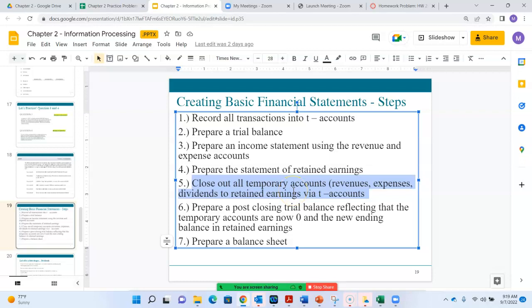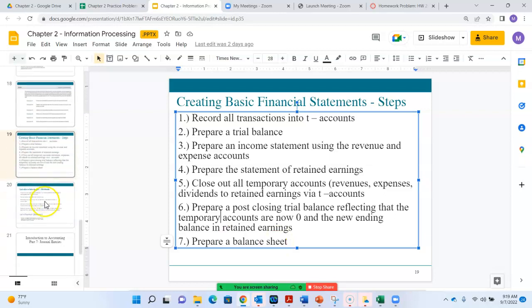No worries if this seems a little bit confusing at this point when you do your homework. Once we get to chapter 4, this will make a lot more sense. Those homework problems should be super easy. All you have to do is watch the video, and the answers are in the video. This is just big picture, where we're starting and where we're going to go. Next, prepare a post-closing trial balance and then prepare a balance sheet. So just keep this in mind. Let's try this one.